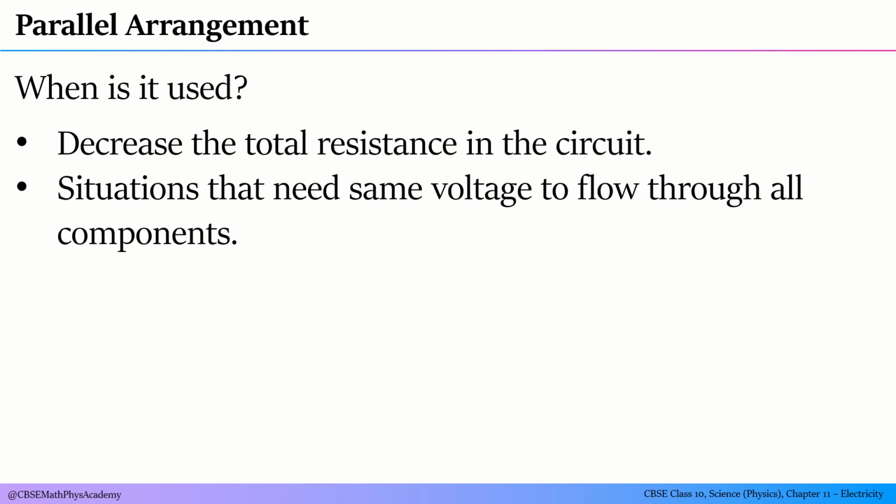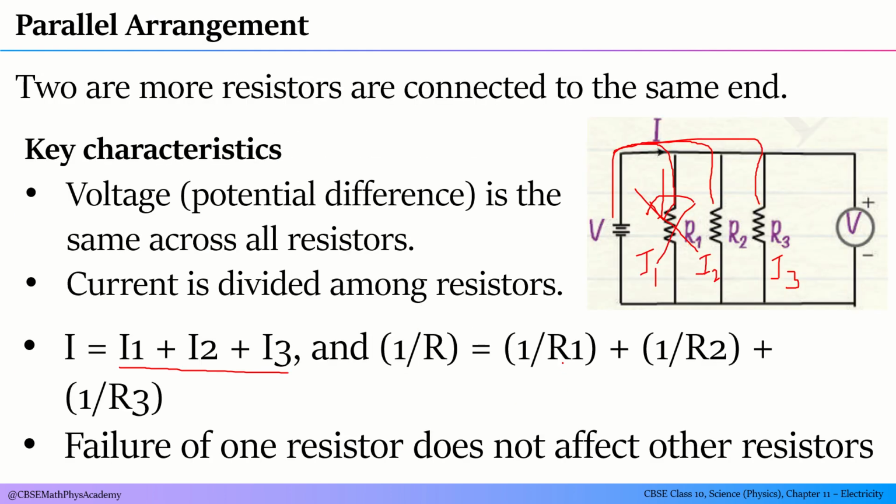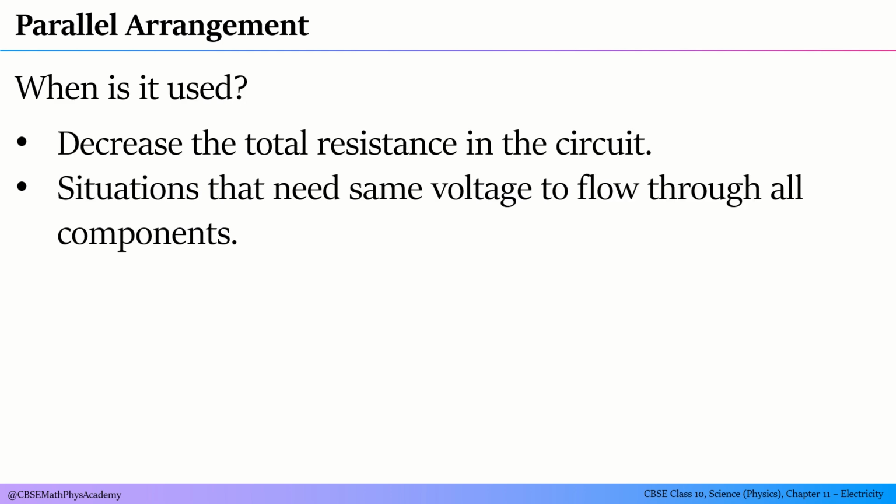So where do we need this kind of arrangement? When we need to decrease the total resistance in the circuit. Because there is an inverse relationship, 1 by 10 is 0.1, and similarly for the others, I am assuming 10 each. 0.1, 0.1, 0.1, and you need to take the inverse because it is R. So 0.3 inverse becomes 3.33. This is lesser than 10, and we'll mathematically see it in a while. So it is used to decrease the total resistance in the circuit, whereas in series it was used to increase. Here it is to decrease.